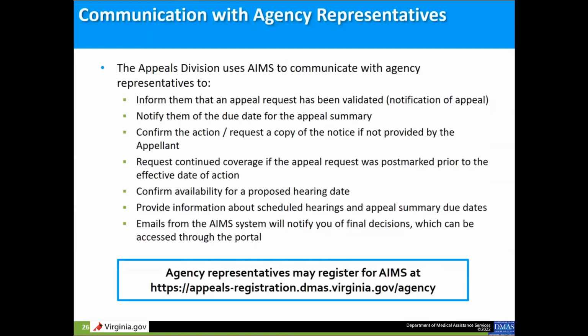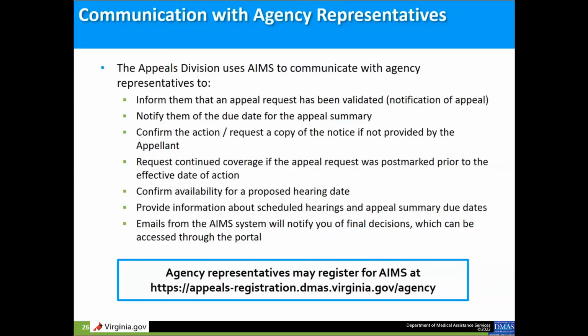Our system does not send PHI by email, so you must log in to view the documentation. At that point, you'll be able to see the appeal request and any additional documentation that the appellant has included. The notification document will let you know the appellant's name, appeals case number, the hearing officer assigned to the case, and the date and the deadline for the submission of the appeal summary to the DMAS Appeals Division.